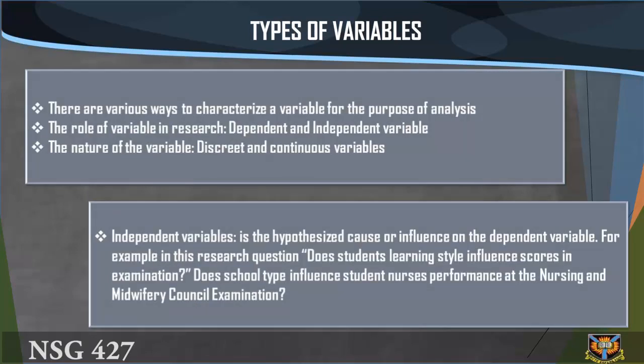Types of variables. There are various ways to characterize a variable for the purpose of analysis. 1. The role of the variable in research: dependent and independent variable. 2. The nature of the variable: discrete and continuous variables. An independent variable is the hypothesized cause of influence on the dependent variable. For example, in this research question, does students' learning style influence scores in examinations? Does school type influence student nurses' performance at the Nursing and Midwifery Council examination?